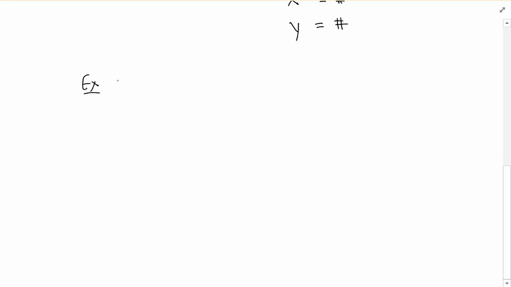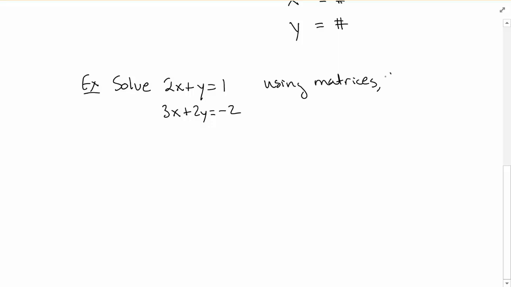So let's solve the system 2x plus y is equal to 1 and 3x plus 2y is equal to -2 using matrices by hand. The first thing I'm going to do is put it in that augmented matrix form. So it's 2x, 1y, 1, 3x plus 2y is equal to -2.